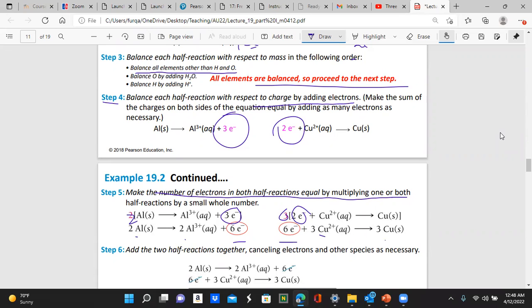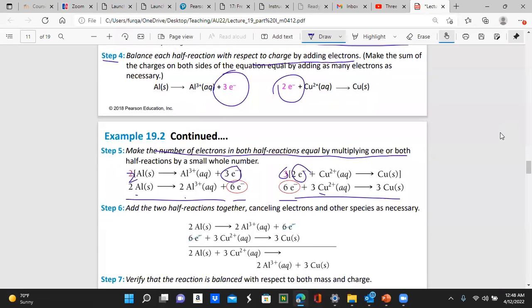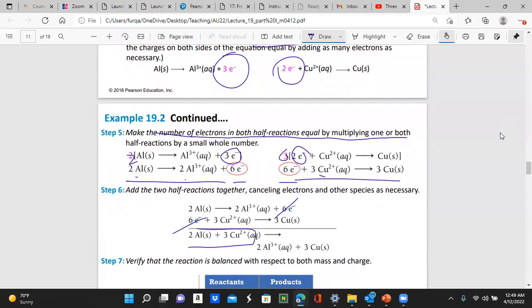Now it's time for us to add the 2 half reactions together, because now both reactions, means the reduction reaction and oxidation reaction, are both charge and mass balanced. See that they are both charge and mass balanced. Now we can add them together. Once we add them together, we have to cancel the similar stuff on opposite sides. So 6 electrons are being canceled by 6 electrons, right? And then you're going to add them together. So on the right hand side, I'm going to have this. On the left hand side, I'm going to be having this.